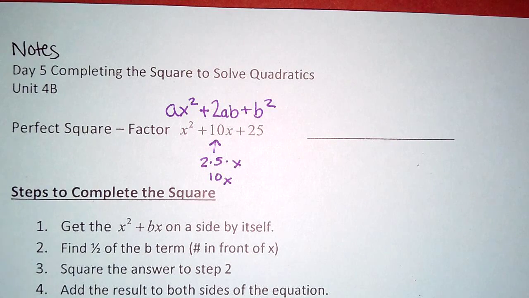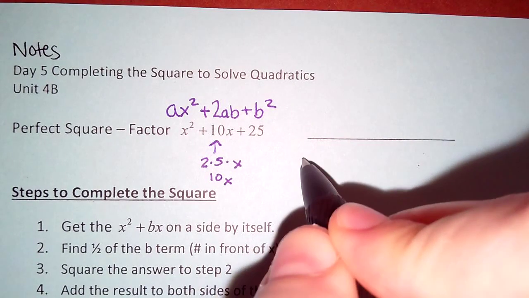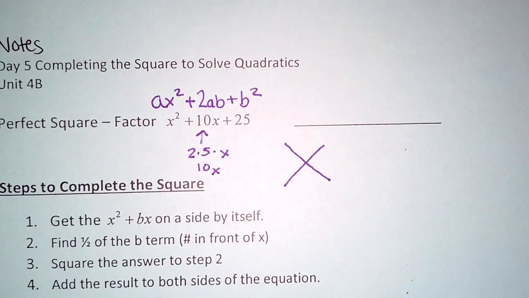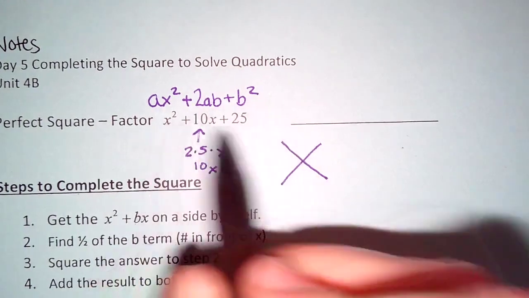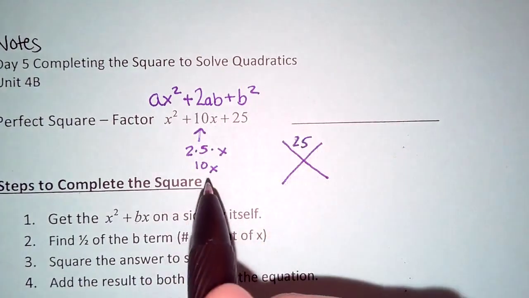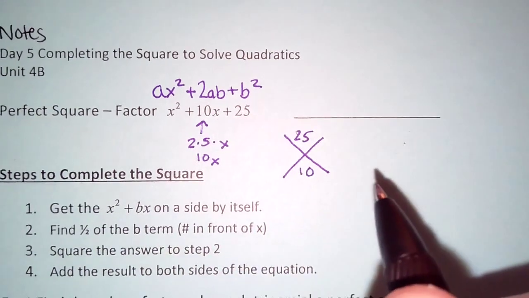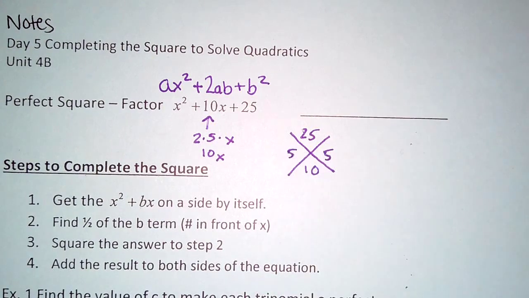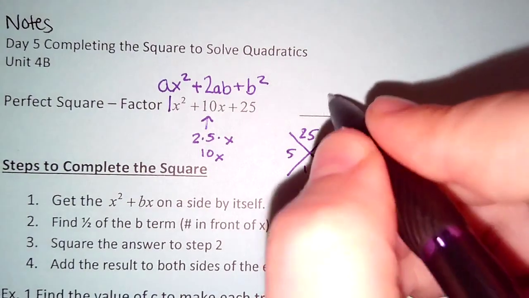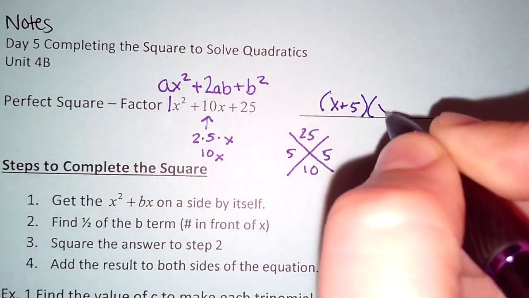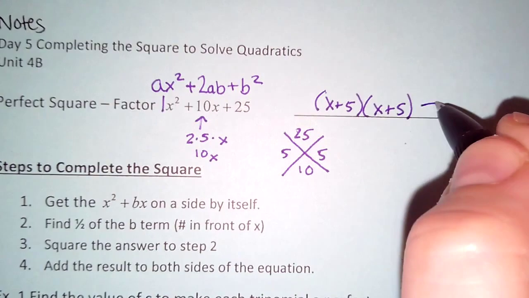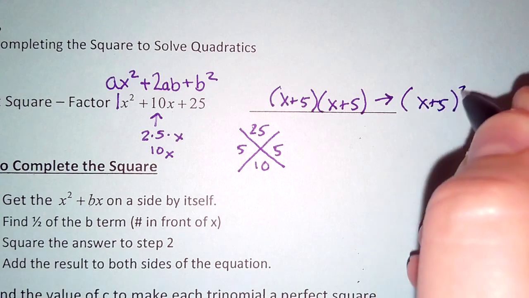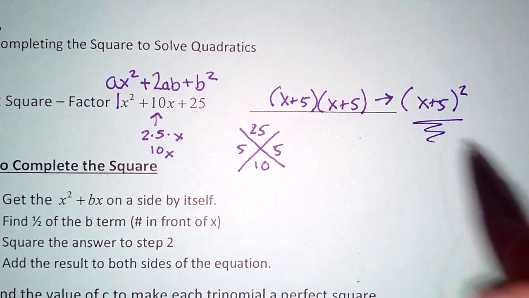What we're going to be able to do today is factor something like this without actually using the x factor. So at the top, we'd have a times c, so 1 times 25 is 25. At the bottom is b, which is 10. What two numbers multiply to 25, add to 10? 5 and 5. So I can use my shortcut because my first term is 1. So this would be x plus 5 and x plus 5. I can rewrite that as x plus 5 squared.